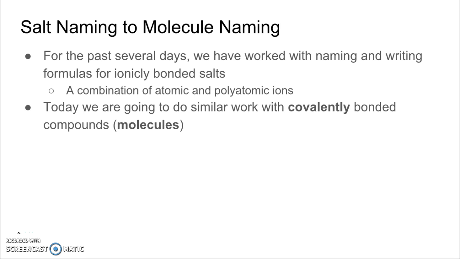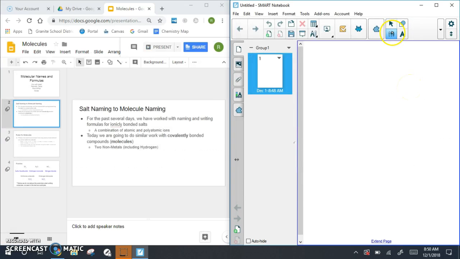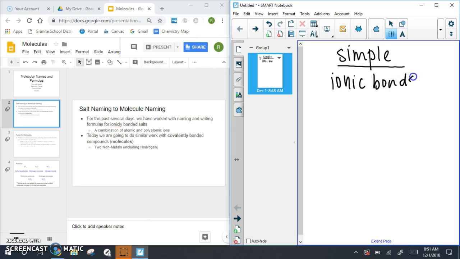So as you're writing down these notes, one thing that might be useful that I did for my classes is we kind of did a really simple example of the differences between simple salts or salts and molecules. So simple salts, they only had ionic bonds because they were only dealing with cations and anions.